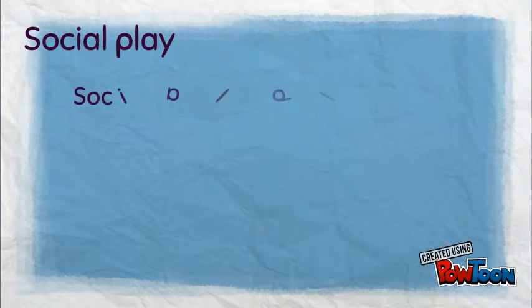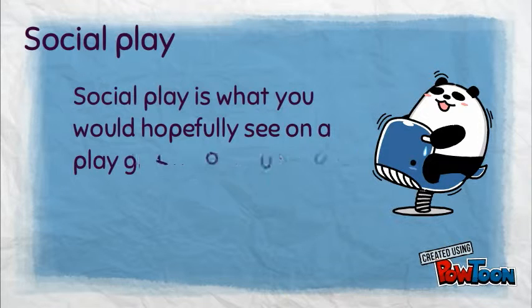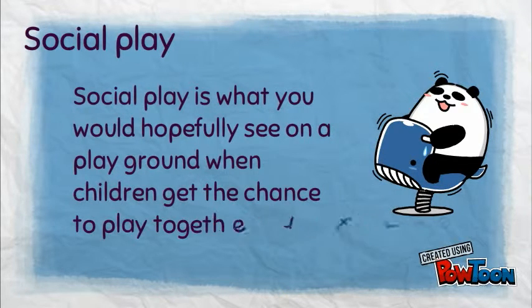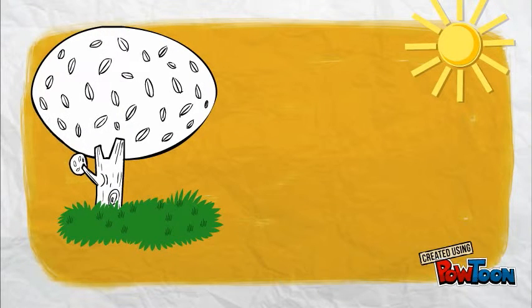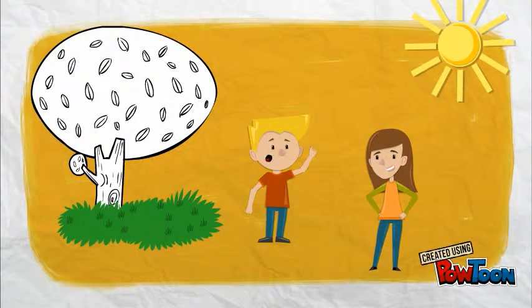Another type of play is social play, which is what a teacher expects to see when we take our kids out for recess on the playground. Social play is an important part of development because it allows children to learn social rules such as cooperation and sharing, as well as communication and negotiation skills.